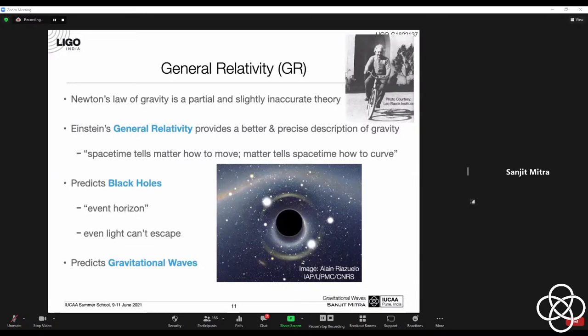So finally, Einstein came up with a theory called the general theory of relativity, which is a relativistic theory of gravitation. And so far, all the experimental tests that have been done, general relativity has passed. So it is still an uncontested theory of gravitation. There are other theories people have proposed, but general relativity has passed all the tests so far, and there is a high chance that it is the theory of gravity.